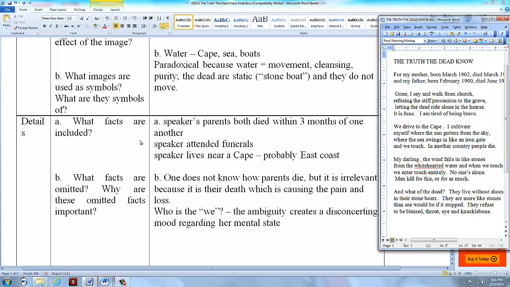We don't know how her parents died, but frankly it's irrelevant because it is their death which causes the pain and the loss. We don't know who we is, and we don't know who she's addressing with my darling. And this ambiguity creates a disconcerting mood regarding our speaker's mental state. Can we trust our speaker? Is she reliable? We know that she's lost her parents in a short time period, and that emotional loss is devastating for some.